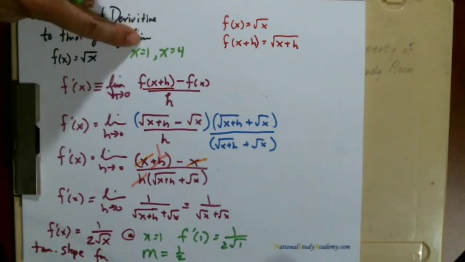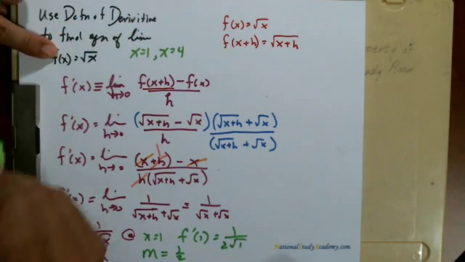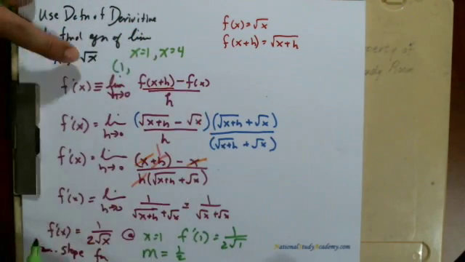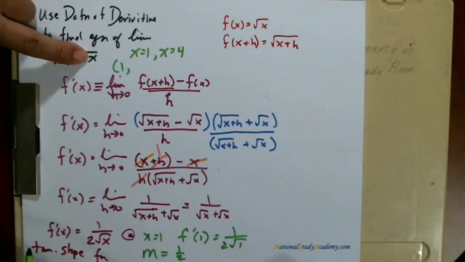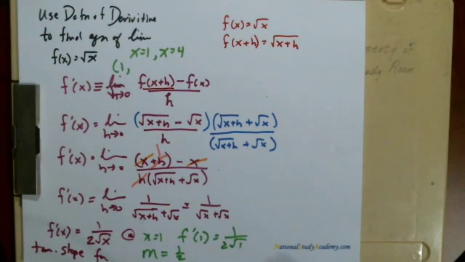Now, when we plug in 1 into your original function, what do you get for your y value? Well, the square root of 1 is just 1. The y value is 1.